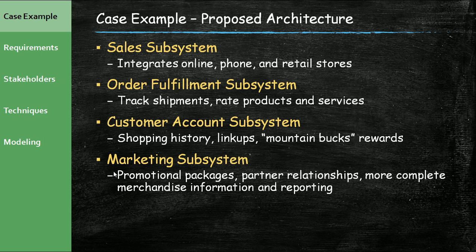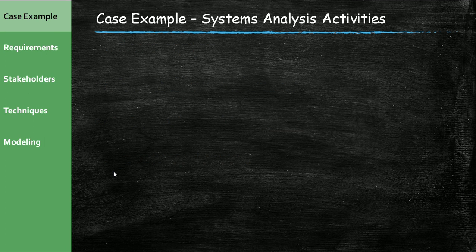A customer account system would track all of our customers, allow them to see their history. So whether they purchased in store, purchased online, or purchased on the phone, they'd be able to see their history. And Mountain Bucks, I guess, would be like a little rewards card, like we all have on our keychains. And then a marketing subsystem, which would have promotional packages and maintain partner relationships. That'd be like a sort of relationship management system, something like that. So these are the subsystems that we're going to have in this new system we want to develop for RMO.